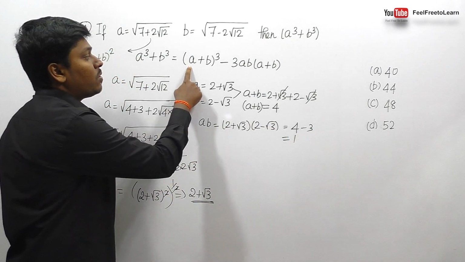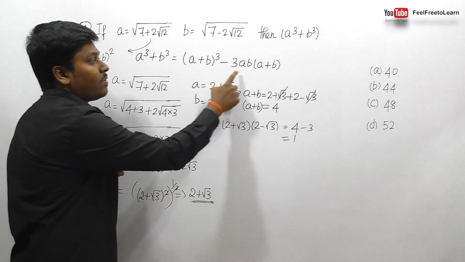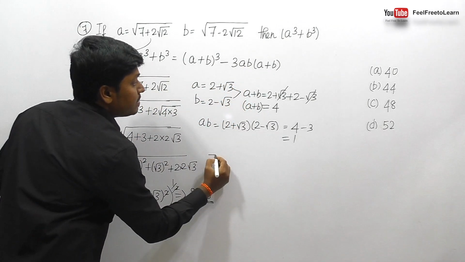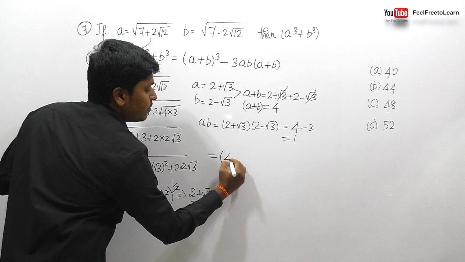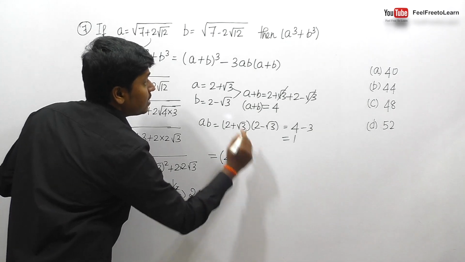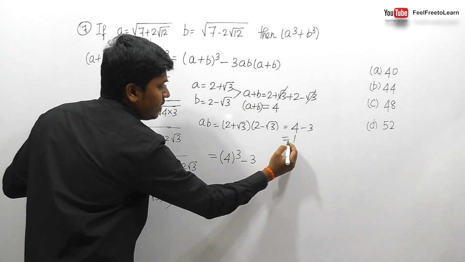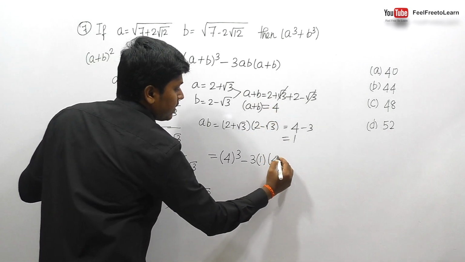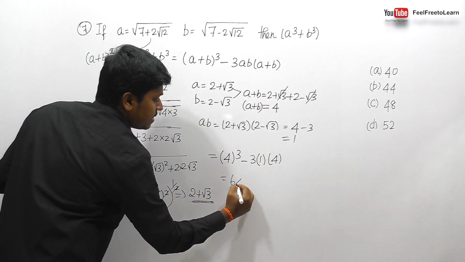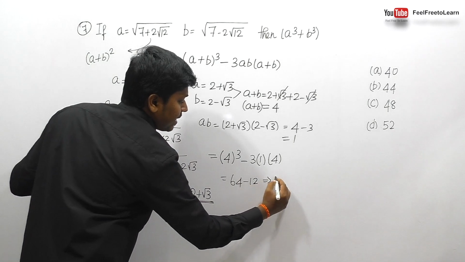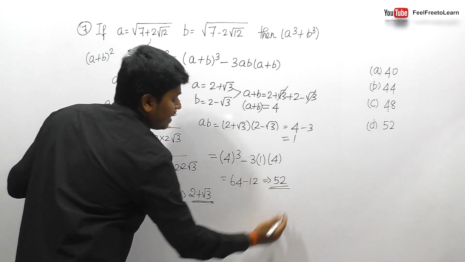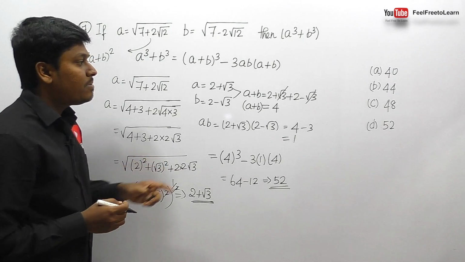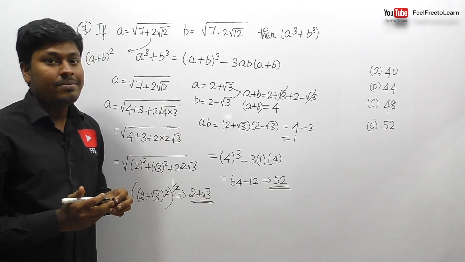So finally we found the value of a plus b and the value of ab. Just substitute all the values in this formula, right? So (a plus b) whole cube is (a plus b) cube minus 3ab. We know a plus b is 4, and the value of a and b is 1. So 4 cube will be 64, minus 12, which can be written as 52. So finally, the value of a cube plus b cube, the resultant answer, will be 52, which is option D.